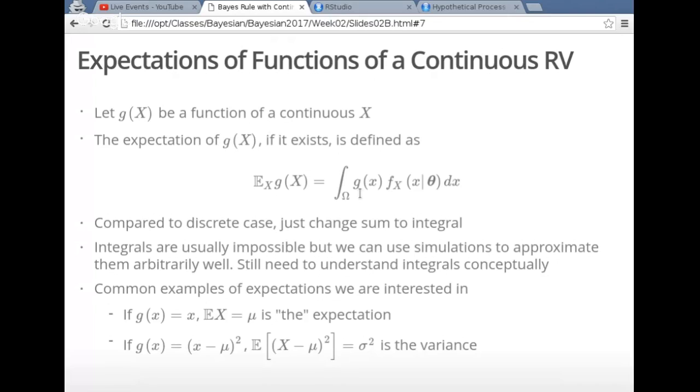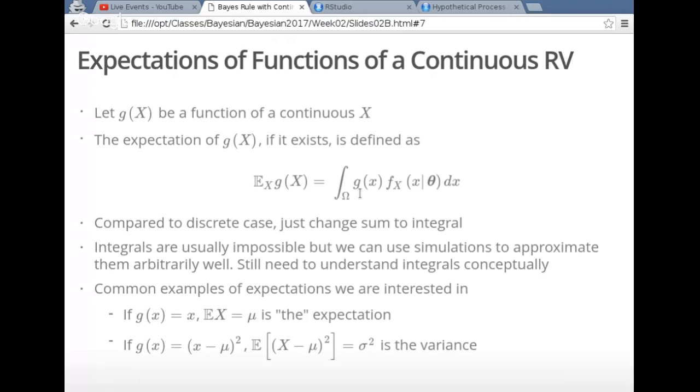So like in the discrete case, there are some g of x functions that are so important that their expectations have special names. If g of x is equal to x, which is to say it's an identity function, then the expectation of x is the mean or the average, and has a special symbol, Greek lowercase letter mu. If we take the function g of x equal to x minus mu quantity squared, the expectation of that function is the variance of x, and it has the special symbol sigma squared. We can take the square root of that. It's the standard deviation of x.